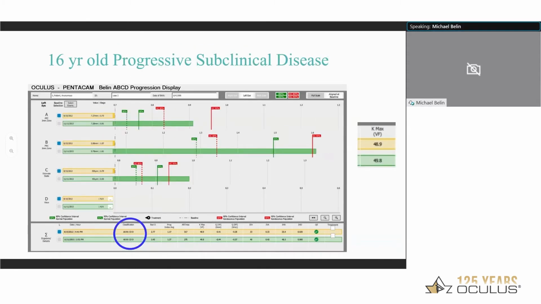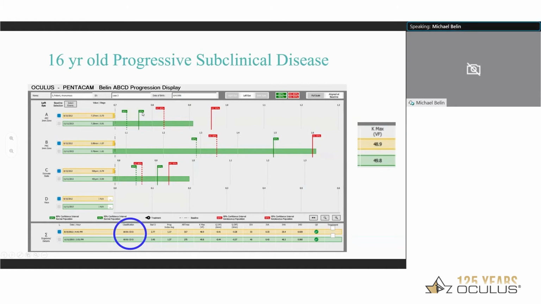Here is another, a 16-year-old with progressive subclinical disease. If we look at Kmax, it goes from 48.9 to 49.8. And if you're in the US, your insurance company would decline this because you haven't yet hit that 1 diopter criteria. I know in some countries it's actually 1.5. Well, look again here on the anterior surface.